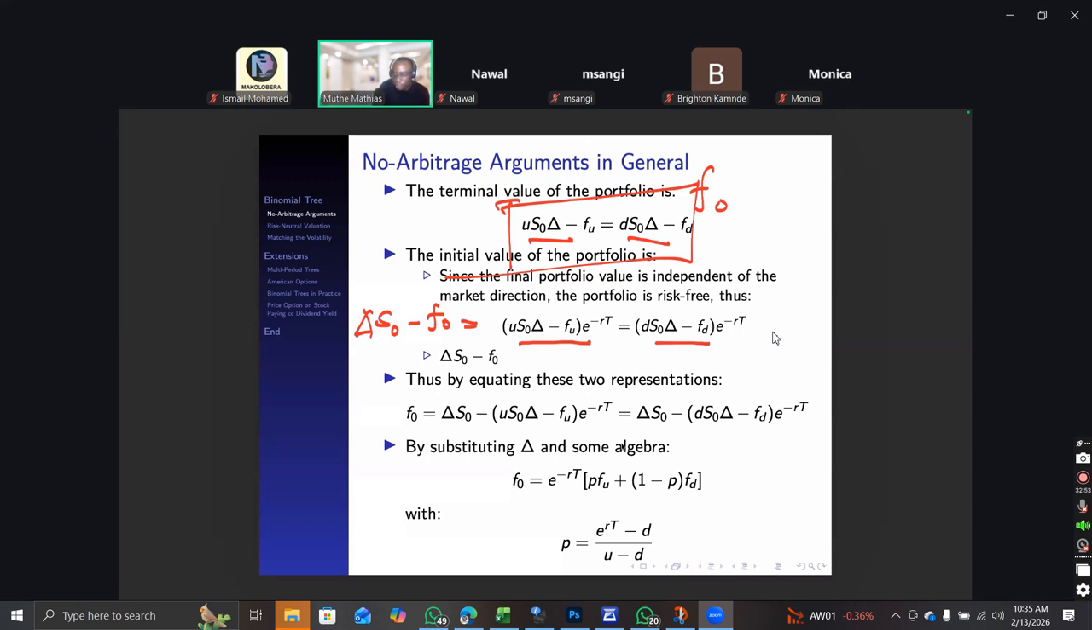Like that. So now you can rearrange, because we need F naught. Because if you do that, of course, we'll get either this one here or this one here.